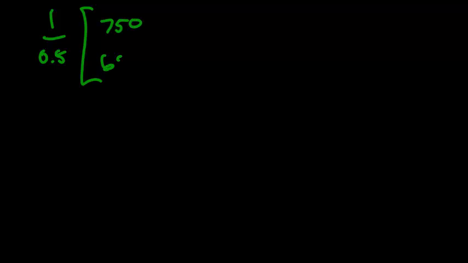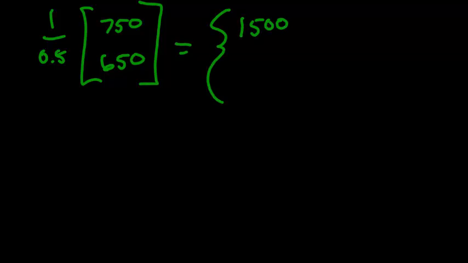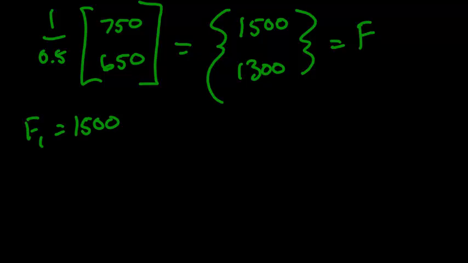It would be 1 over 0.5 times 750 and 650, which comes out to be 1,500 and 1,300, which equals F. So F1 is equal to 1,500 and F2 is equal to 1,300.